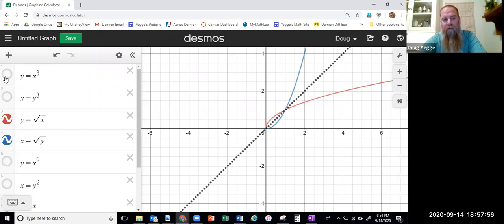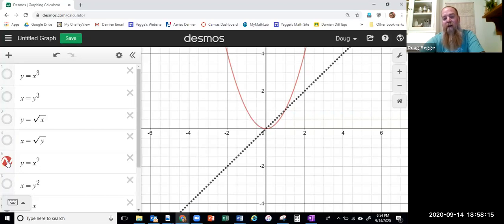Now, both of these functions were special because they were both considered one-to-one functions, which means not only does one input give one output, but every output only comes from one input. And the reason why I'm going to mention that is because now let's look at this one.